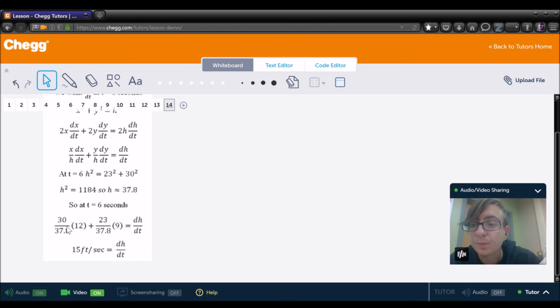So we know that x was 30 and our h is 37.8. And the car was moving at a rate of 12 feet per second. And then we add 23 over 37.8, because the car was 23 feet away from the intersection at that point, and it was moving at 9 feet per second. Once we add all of that together, after the multiplication, of course, we get that the cars are changing distance from each other at a rate of 15 feet per second for dh/dt.